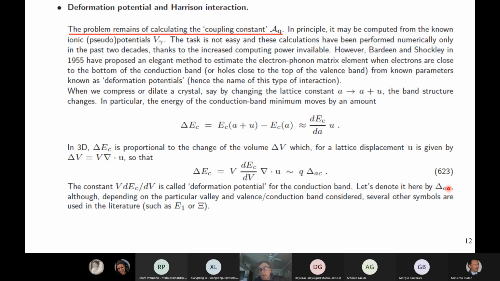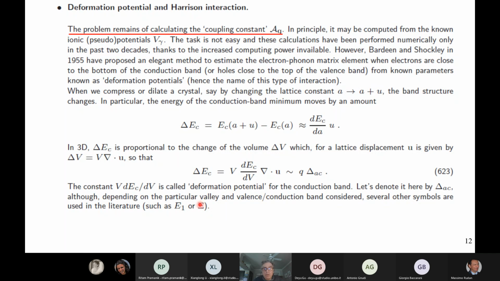I put acoustic here, it could be TA, LA. They're actually different. And they can be calculated, and they can actually be measured. From elasticity theory, you can look at parameters which in the literature are called E sub 1 or Xi, this Greek letter Xi. Sometimes there are two of them in materials which have a conduction band minimum along a symmetry line, or at a point which is not at gamma. You can have anisotropic matrix elements. This is the case for silicon, that's why I mention it.